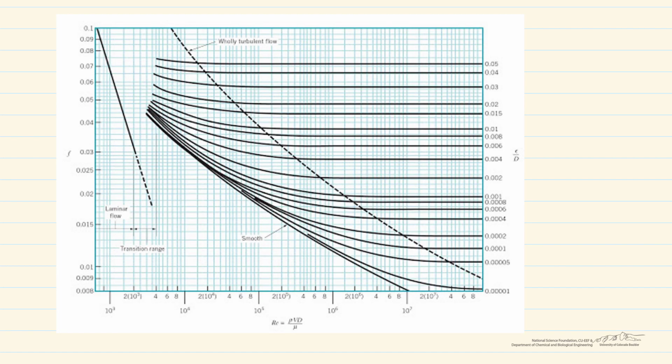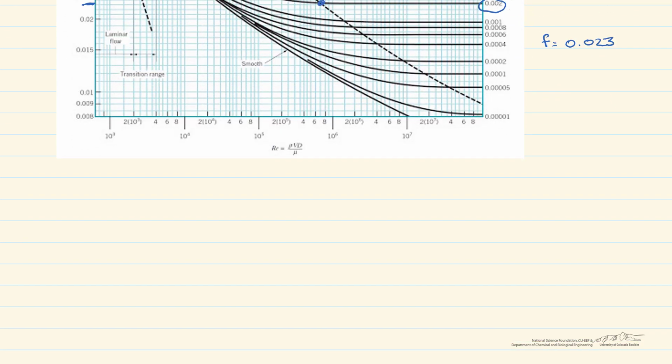Again, we know that our epsilon over D, roughness factor over diameter, was calculated to be 0.002. So that's right there. And we're looking for where it intersects the wholly turbulent flow line, which is right there. If we do a straight line across to the friction factor over here, we find that the friction factor is equal to 0.023. So let's go back and put that into our equation.